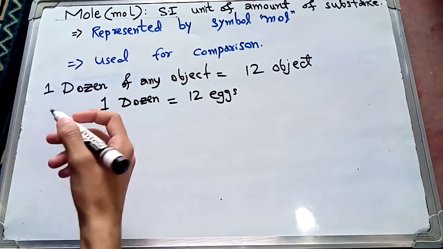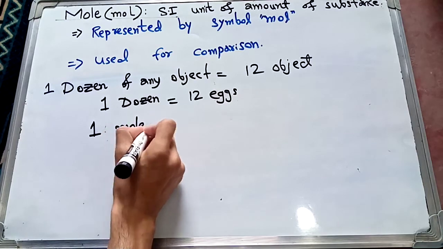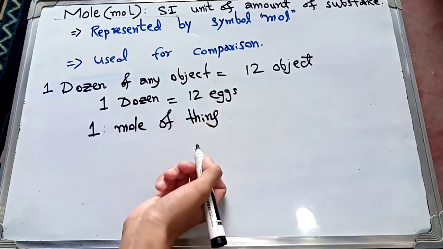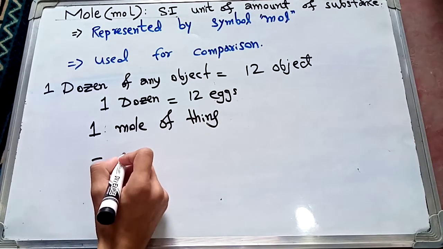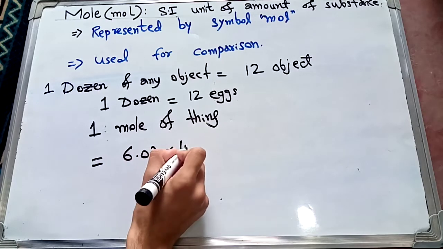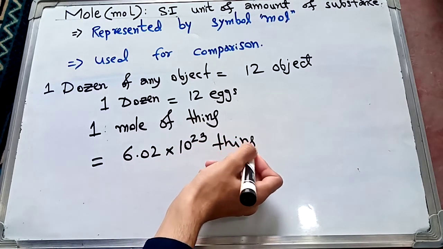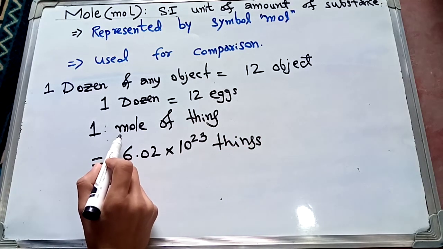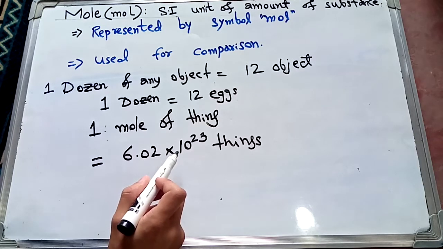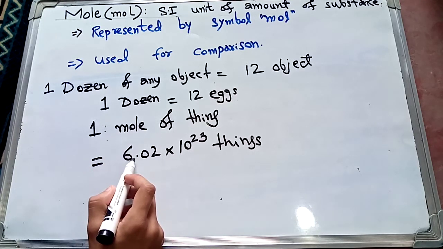Similarly, when you ask for 1 mole of things or 1 mole of a thing, in other words, you are asking for 6.02 multiplied by 10 raised to power 23 things. And if you ask for 1 mole of x, 1 mole of x equals 6.02 multiplied by 10 raised to power 23 x. And this is a very large number, okay?